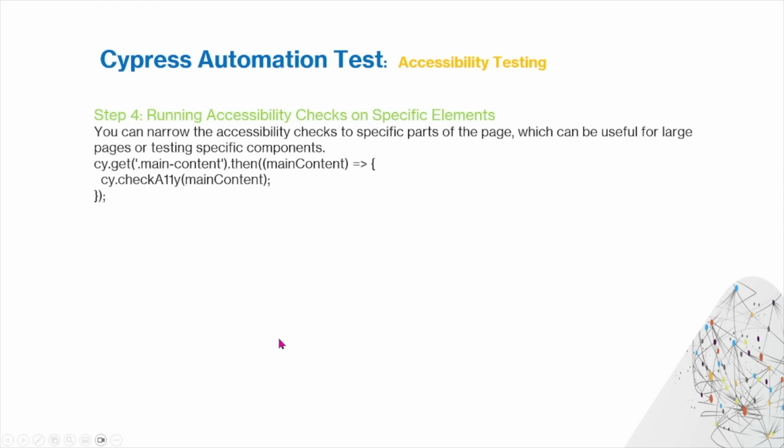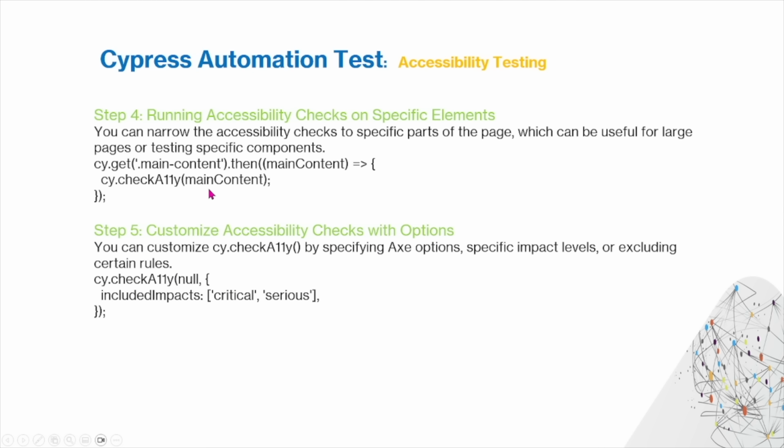Next, running accessibility checks on specific elements. You can narrow the accessibility checks to specific parts of the page, which can be useful for large pages or testing specific components. This is an example of doing that. You get your main content, and then on your main content, you perform checkA11y. You can also customize accessibility checks with options, by specifying Axe options, specific impact levels, or excluding certain rules. And this is an example of doing that.